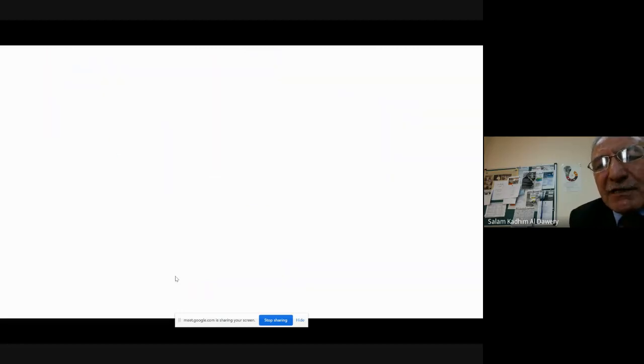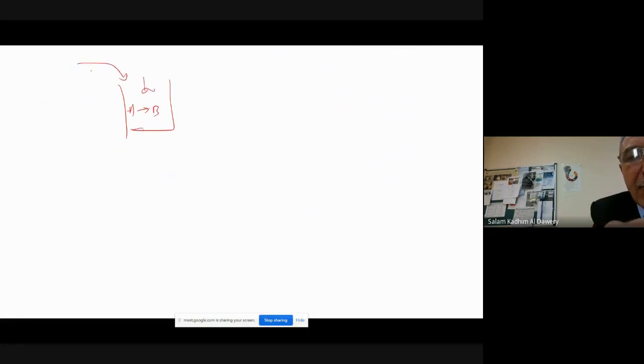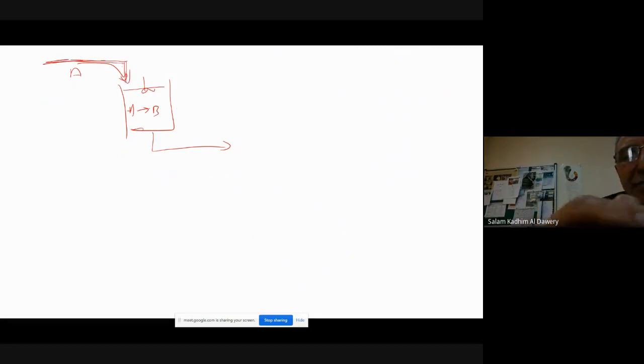Similarly for the mixing tank, if there is a reactor, A goes to B. Component A, and this is your output. So what you do, for example, you've got only one stream for that.